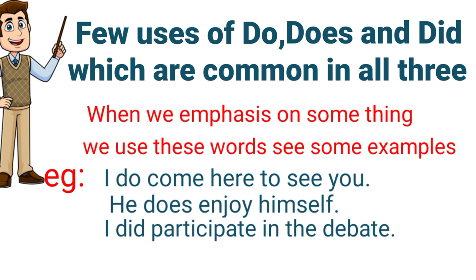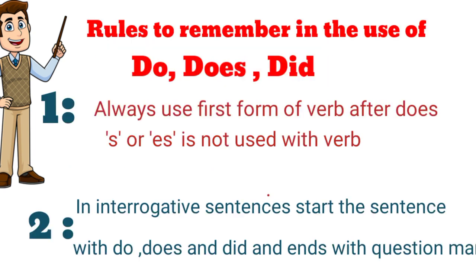In all three examples, there is emphasis. In the first example, someone is saying that he must come to see someone. In the second example, someone must enjoy himself. In the third example, I did participate in the debate. It means that someone is saying that he participated in the debate. In all examples, there is emphasis.